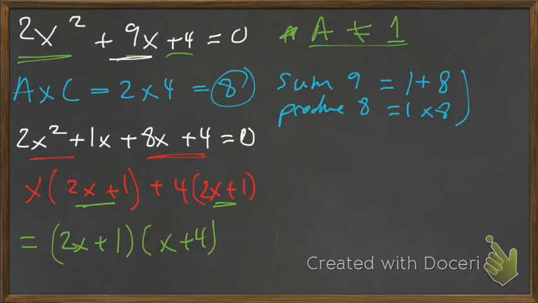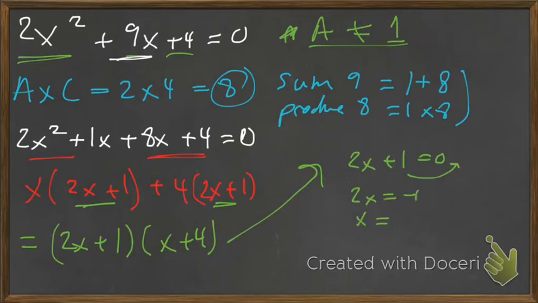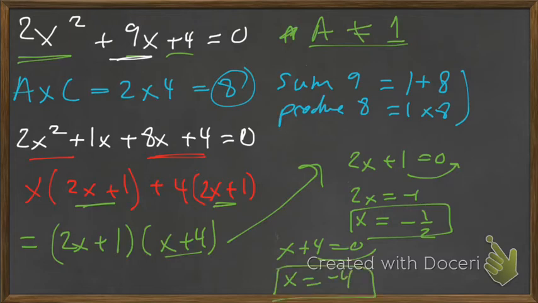It's going to be (2x + 1) multiplied by (x + 4). Now again, I have two brackets, two factors that I can work with here. I can make them equal 0. So I'm going to write it over here. 2x + 1 = 0. Bring the 1 to the other side. 2x is equal to negative 1. x is equal to negative 1/2. So that's one option. And I'm going to have this right here, x + 4 = 0. So bring the 4 over, x is equal to negative 4. So my two solutions are x = -1/2 and x = -4.